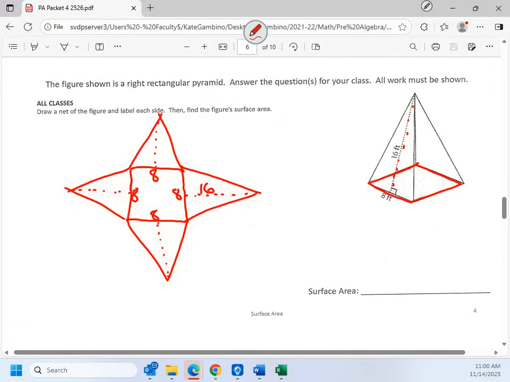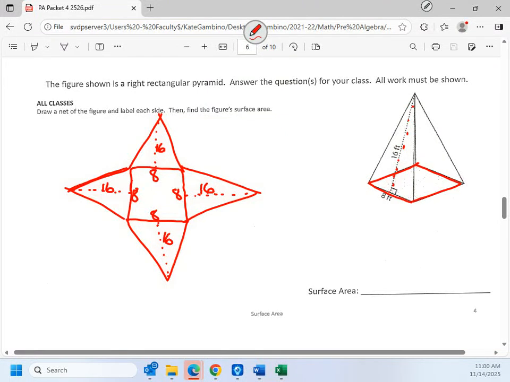A lot of us that have been turning it in have been saying these are our edges. They are not. That 16 is the height. It is not the edge on the outside. That 16 is in the middle of the triangle, not on the side. So we have to label correctly.